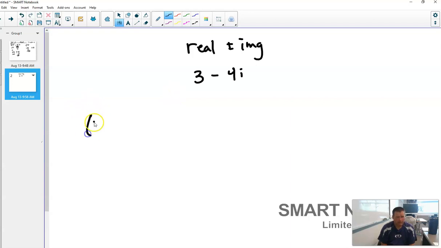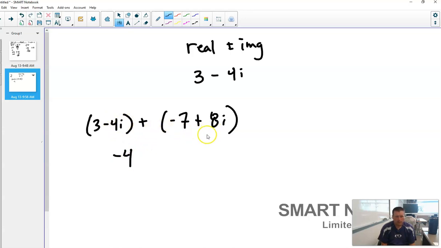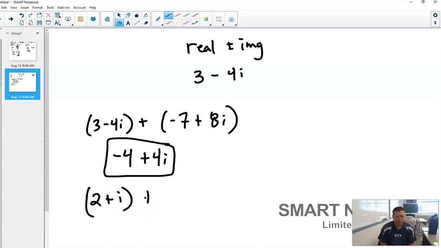Let's say we've got 3 minus 4i, and we're going to add that to -7 plus 8i. When I add, it's a lot like adding polynomials, guys. Just add the reals, add the imaginaries. So this is going to be 3 plus negative 7, which gives me negative 4. And then negative 4i plus 8i, which is going to give me positive 4i. And that's it. So addition should be pretty simple here. At least I think it should be fairly simple with these complex numbers.